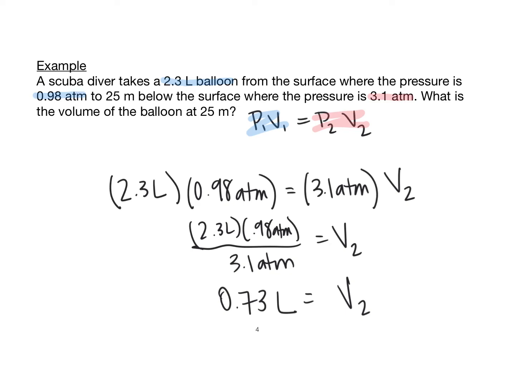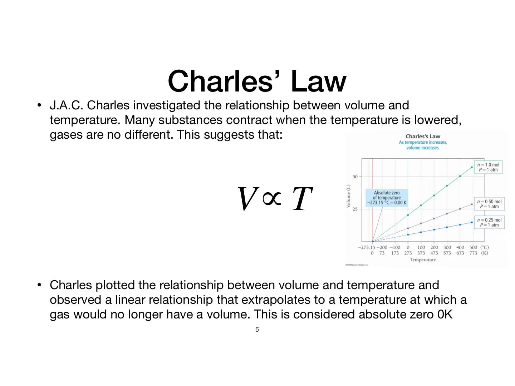And so we can look at this relationship for any given system. So let's think about Charles's law. Jacques Charles studied the relationship between volume and temperature. We know that many substances contract when the temperature is lowered, such as metals getting a little bit smaller. We know that gases contract.